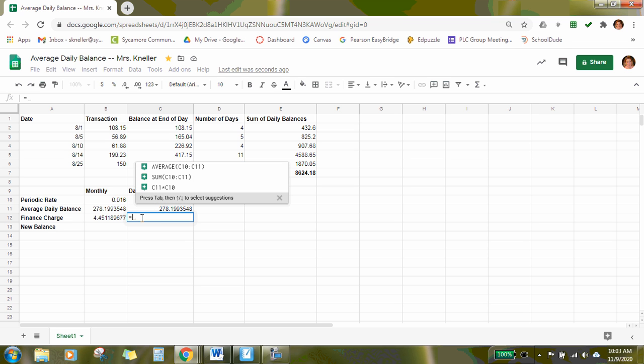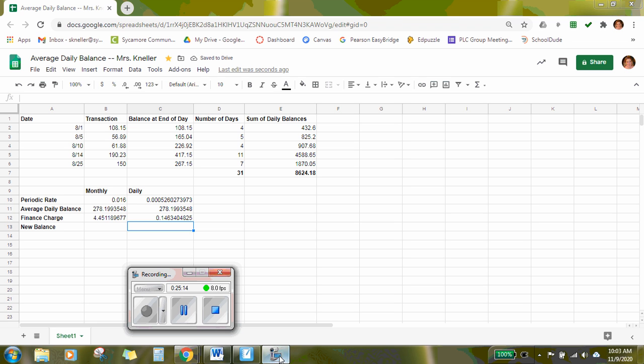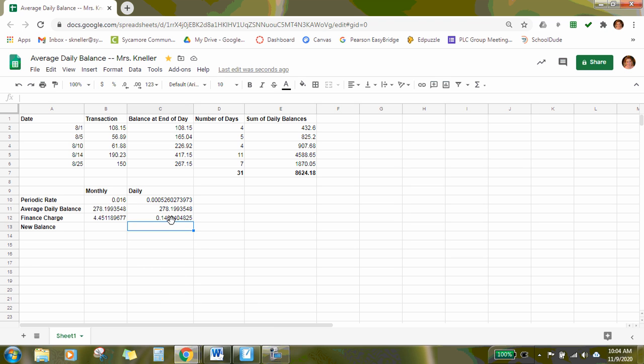We're going to type equals. We're going to go to the average daily balance, which is the cell above. We're going to do times shift 8, and then we're going to click on the periodic rate, but it's the daily periodic rate. So that's C10, and hit enter. Okay, and that's not the right number because I forgot one step.